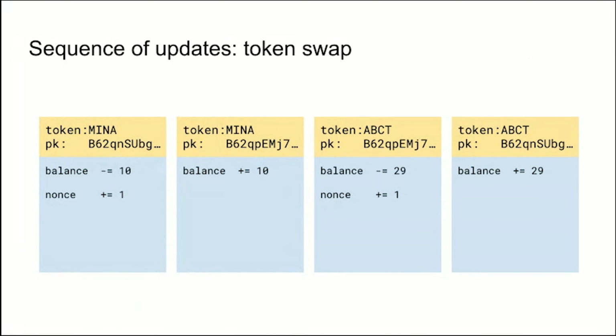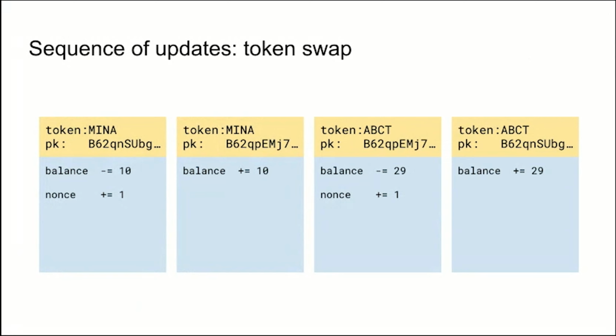Let me elaborate a little on this idea of a sequence of updates with an example of what a token swap transaction would look like. There are two tokens: the Mina token, and let's say the ABC token. These two parties are trying to swap some Mina for some ABC. The public key B62QNSUBG has some Mina. The other public key, B62QPEMJ7, has some ABC, and they're swapping. How do they swap? The first person's Mina goes down. The second person's Mina goes up. The second person's ABC token goes down. The first person's ABC goes up. So that's a swap.